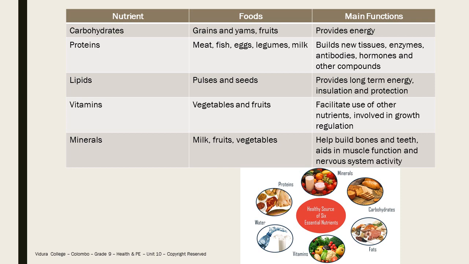Lipid rich foods are pulses and seeds. They provide long-term energy, insulation, and protection for our body. Vitamins are included in vegetables and fruits. They facilitate use of other nutrients and are also involved in growth regulation. Milk, fruits, and vegetables contain minerals, and minerals help build bones and teeth, and also aid in muscle function and nervous system activity. Calcium is one of the main minerals required for bones and teeth growth.